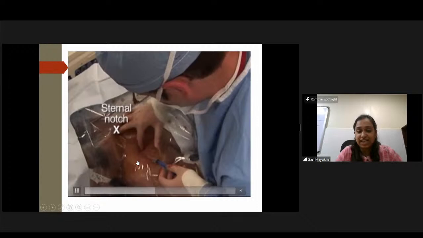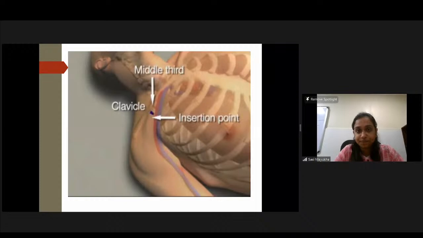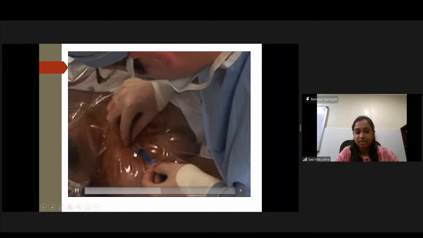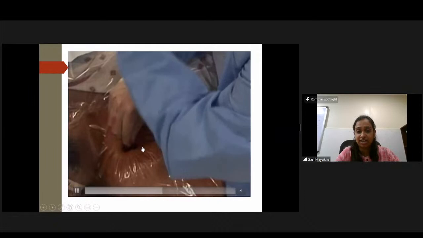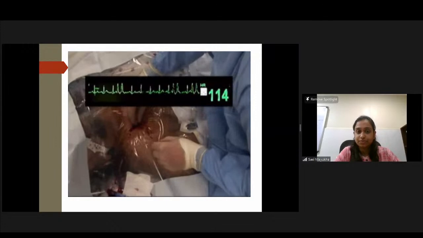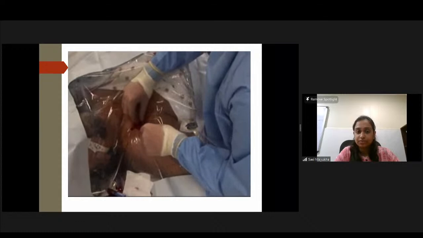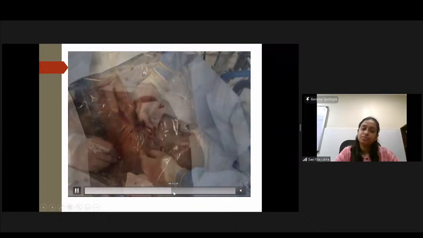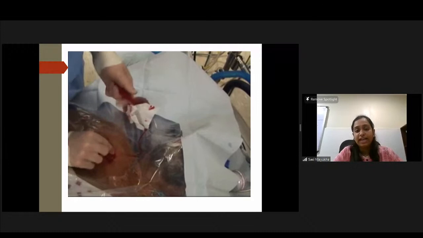So here you can see how he is accessing the subclavian vein. Once he inserts into it, blood is aspirated. The same thing here also, the blood should be dark in color and there should not be any pulsatile flow. After which a guide wire will be inserted into the line. The needle will be removed. Then make an incision with the scalpel and then the dilator will be passed over the guide wire.